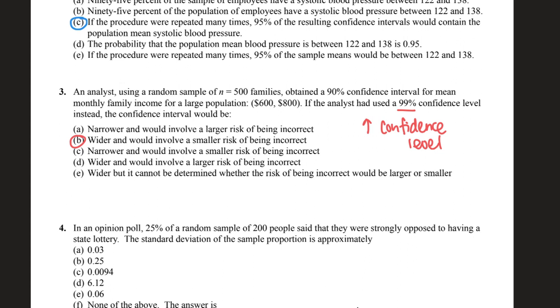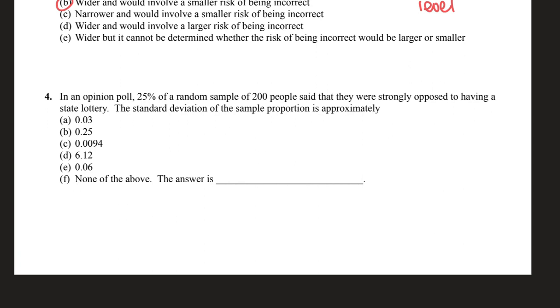Think of it this way, right? If you want to be very confident that you're going to make a shot into a basketball hoop, you're going to make that hoop very, very big. So that's the same thing with a confidence interval. When we increase our confidence level, we make it very, very wide. And when our hoop is very big, there's a smaller risk of missing or being incorrect. So that's why we would say that it would make a wider confidence interval and would involve a smaller risk of being incorrect.